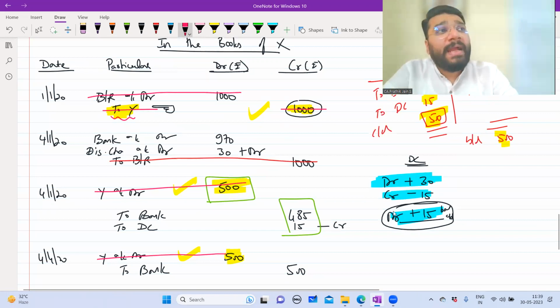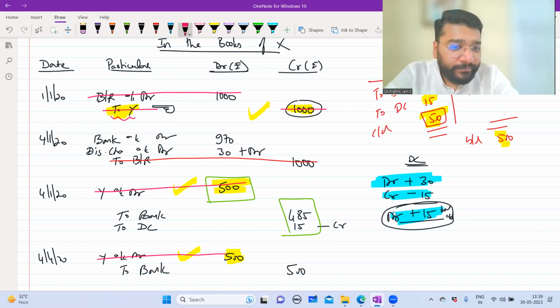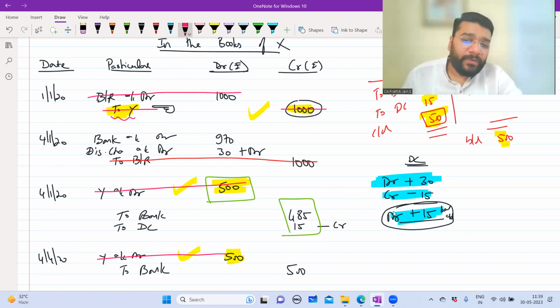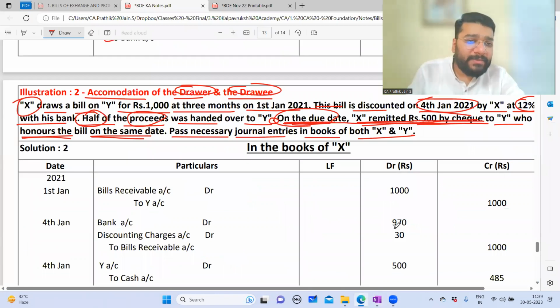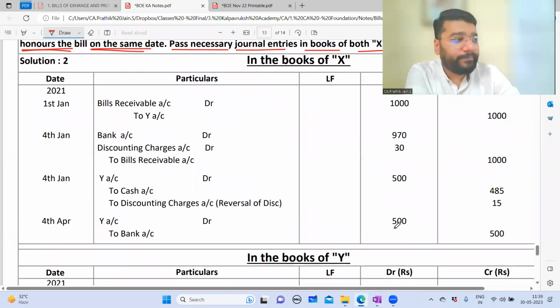You have to ensure that all the accounts are closed. All the accounts means what? Bills receivable, bills payable, X account, Y account, everything has to be closed. Is it closed or not closed? Guys, closed or not closed? Closed. Very good. So let's check with the textbook if the answer is matching or not matching. Please compare this and tell me answer matching or not matching. Matching, sir.